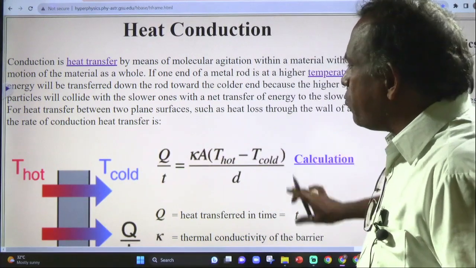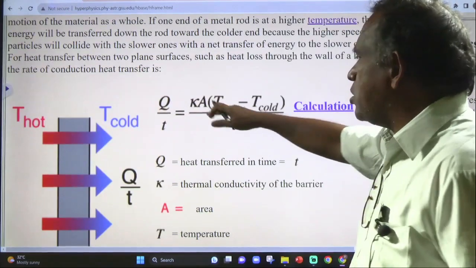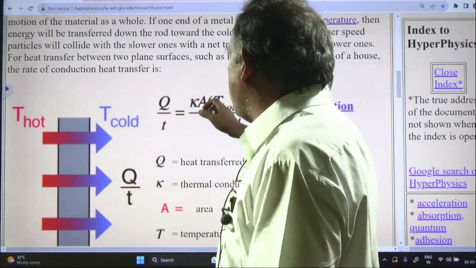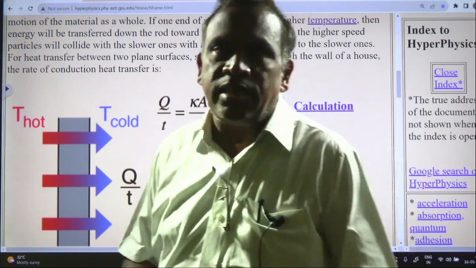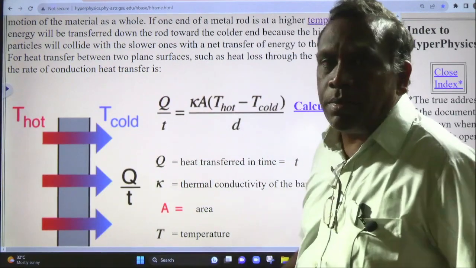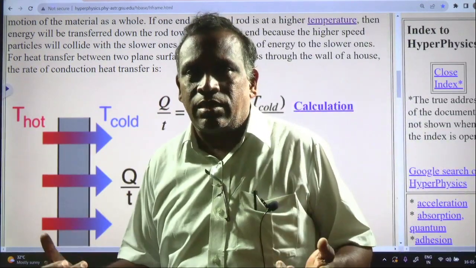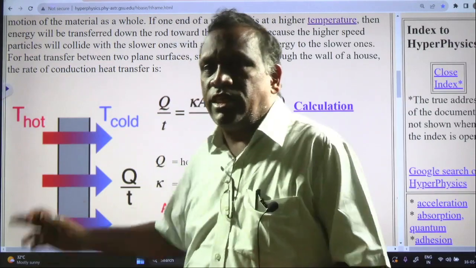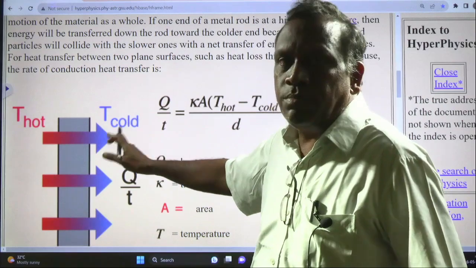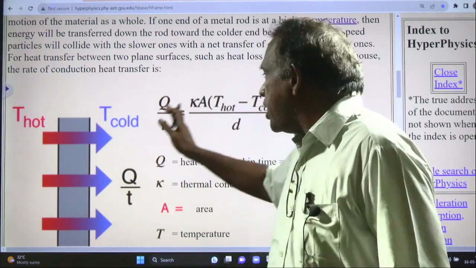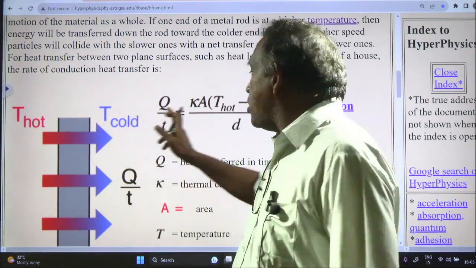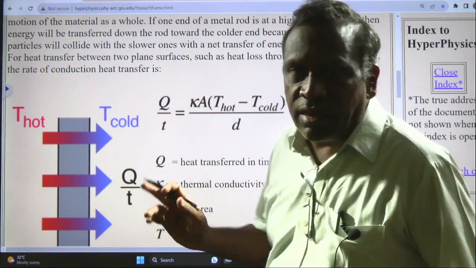See, the basic law of conduction: Q by T, the rate of heat flow, is directly proportional to the area of cross section, and it is also directly proportional to the change in temperature, and it is inversely proportional to the length of the conduction. The rate of heat transfer is directly proportional to area of cross section, directly proportional to the temperature difference, and inversely proportional to the length of conduction.